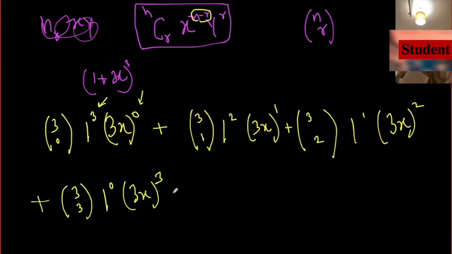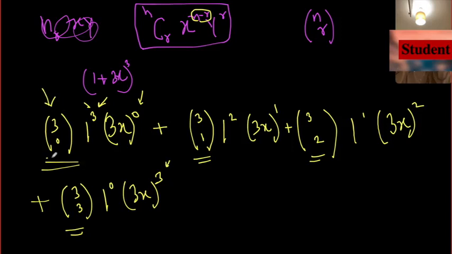Are you happy with the way I did this? I just wrote this first so that you can understand it. Then I'm writing x with the highest power to the lowest power, decreasing and increasing, decreasing and increasing. It will reach up to 3. It will start from 3 because your n is 3.